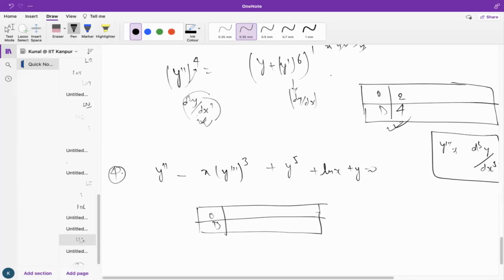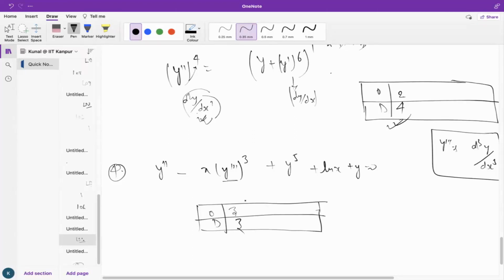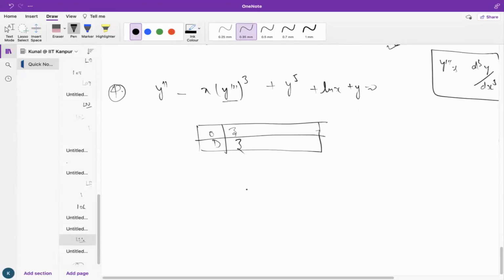What I'm trying to say here is the order of this differential equation is nothing but the order of the highest differential coefficient. So the highest differential coefficient here is 3, so it will be 3, and the degree is the highest power on the highest order of derivative, so it also will be 3. So our order is also 3 and degree is also 3. Now let's move on to some tricky question so that you can understand what I'm trying to say.